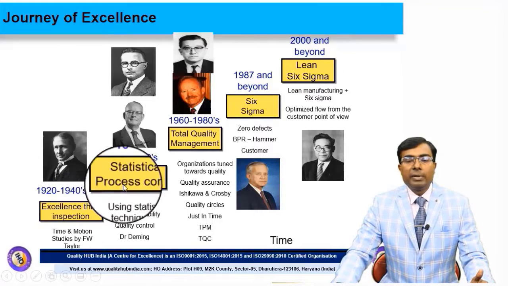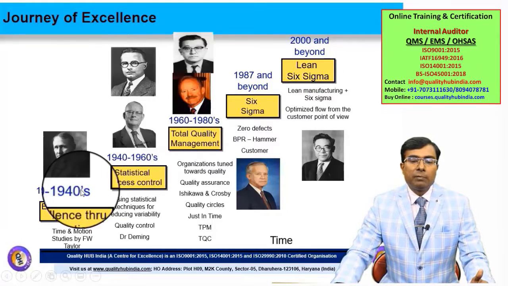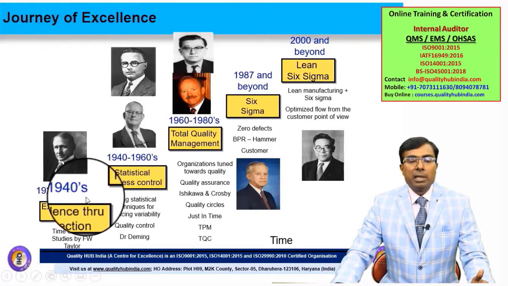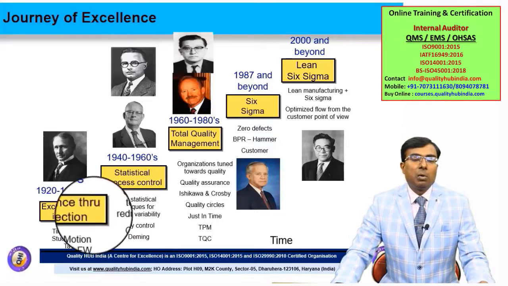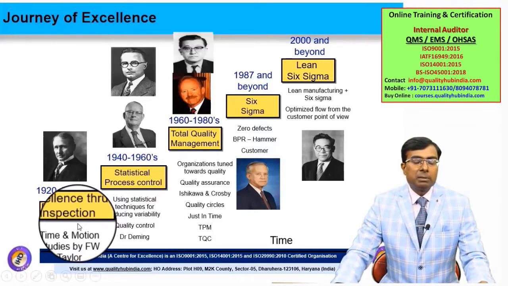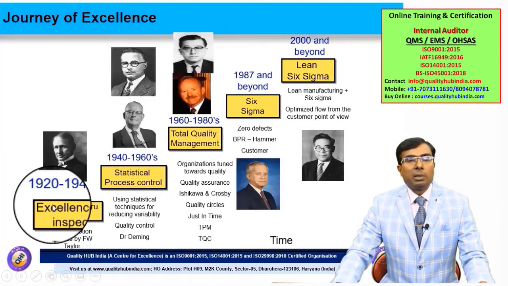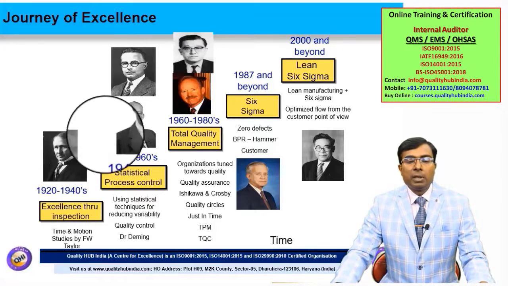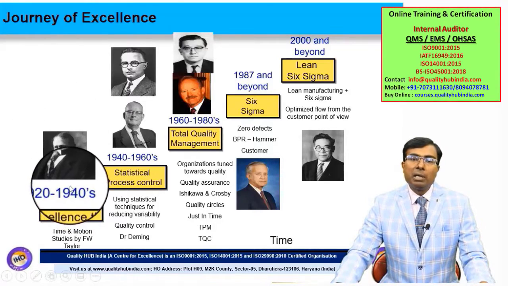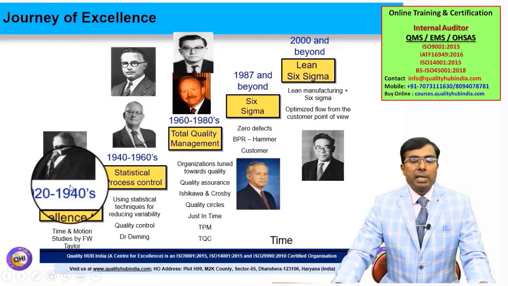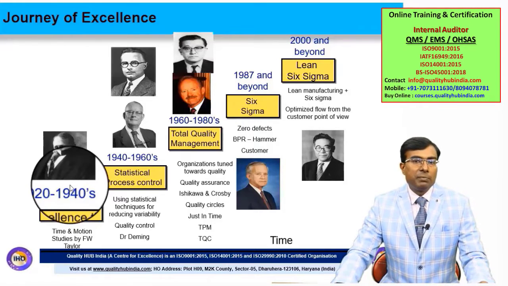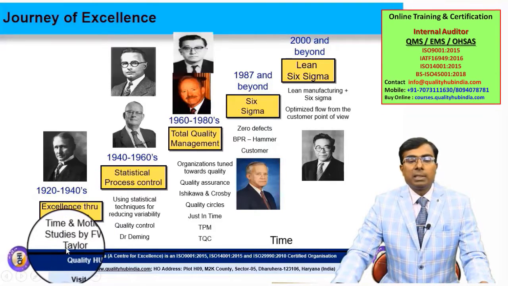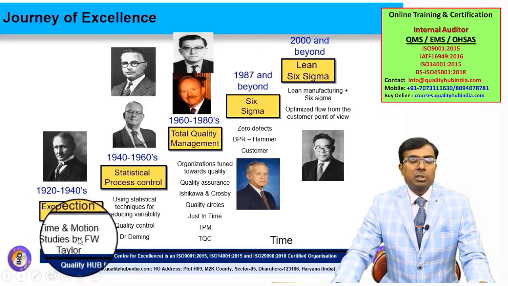We can see different phases of quality evolution, and the first step is the period between 1920 and the 1940s, very early days, wherein we were mostly talking about inspection. The focus was on inspection, and it was believed that unless products or services are inspected, you cannot ensure quality. Some of the gurus who have contributed a lot to the evolution of various quality or management philosophies, one of the prominent figures, is Frederick Taylor, who gave the concept of time and motion studies.